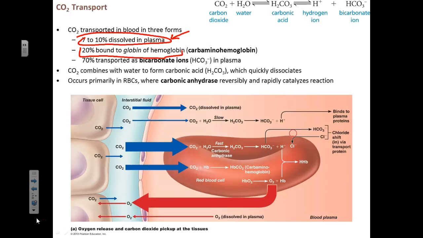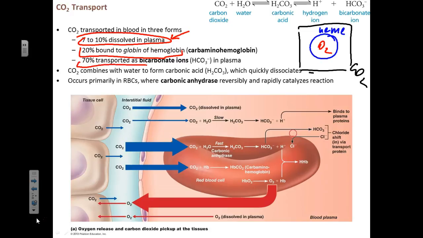So if we would represent hemoglobin, like this is the protein portion, this is the heme, okay? So oxygen would be bound here, and CO2 would be bound here to the protein part of it. Does that make sense? So carbon dioxide and oxygen do not compete for the same binding spot, right? And 70% is transported as bicarbonate.